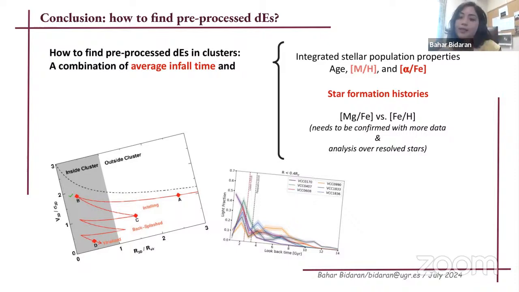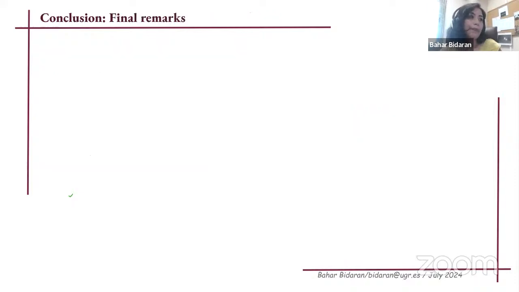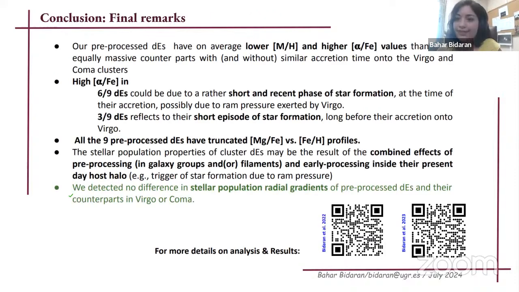These are the 3 cases where we saw the drastic difference between our dwarfs and other dwarfs that are not really pre-processed inside the Virgo. Yeah, and then this is the detailed conclusion. I leave you with that, and I'm now happy to answer all of the questions. Thank you.